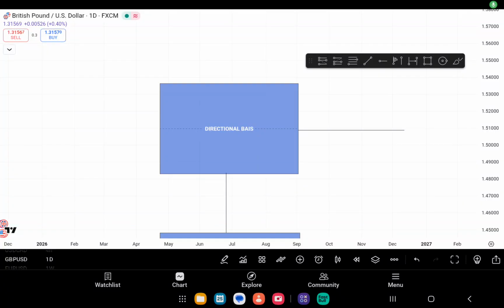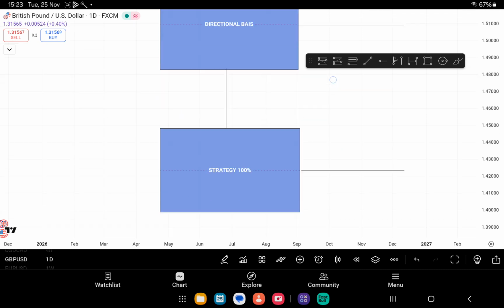Having a 100% win rate strategy without getting your directional bias right, you'll get it all wrong. Imagine coming into a chart, you don't know where the direction of the market will be going for today, and you are trading. Even if you're having a 100% win rate strategy, you get it all wrong. Why? Because you won't know where the market is going.